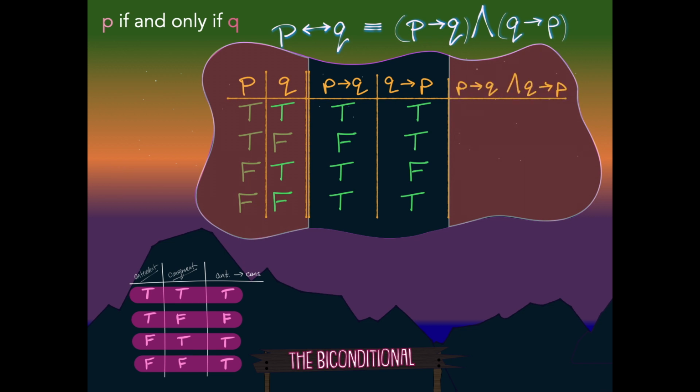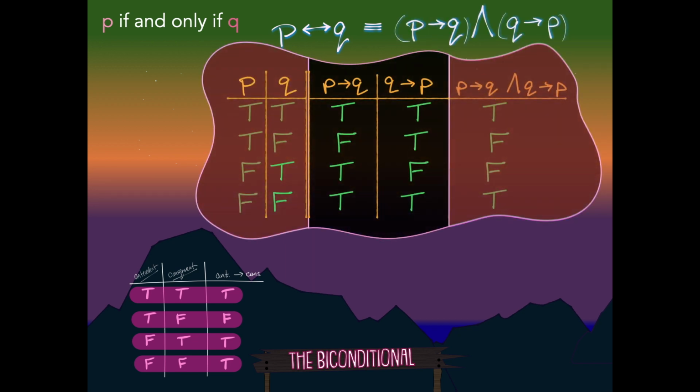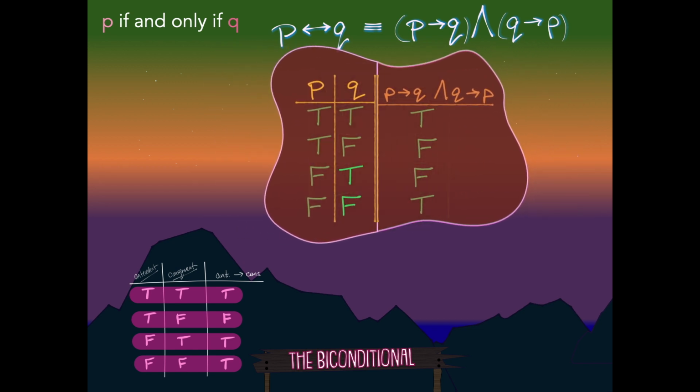And now we can do the conjunction of the two. And remember that a conjunction is only true when both are true. So that happens at the top and the bottom. And so here is our truth table for P if and only if Q.